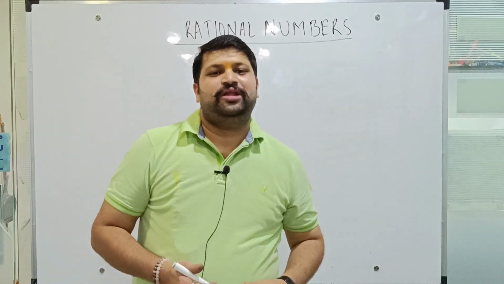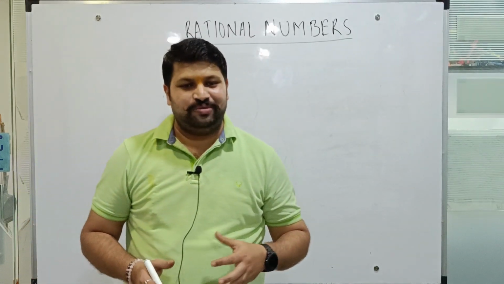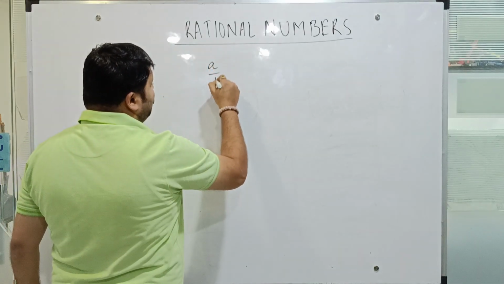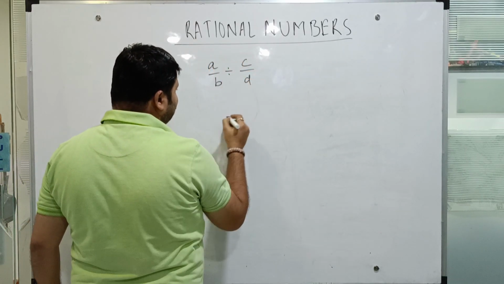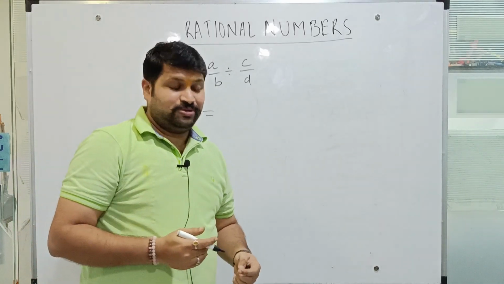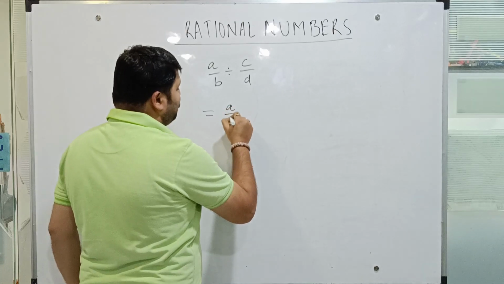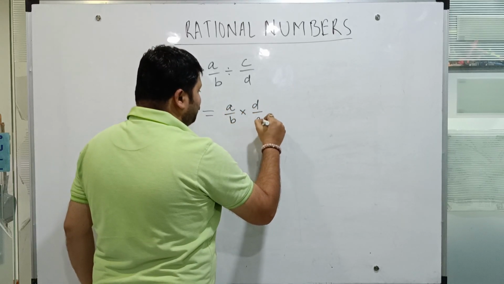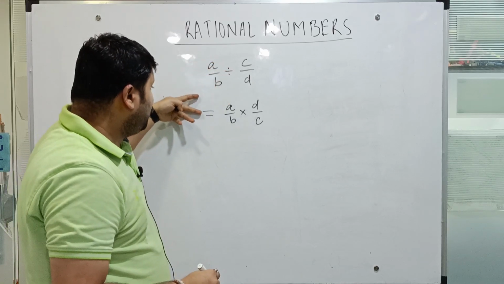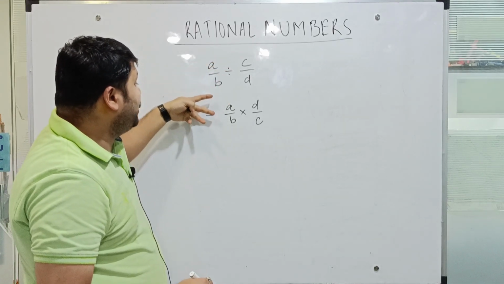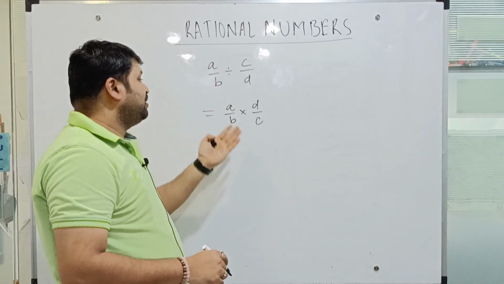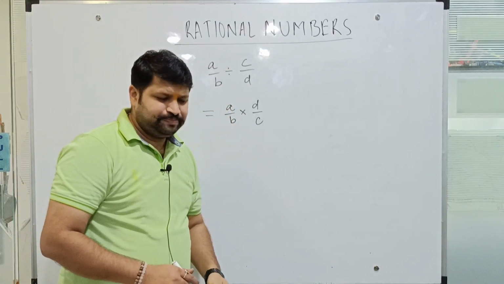Now let's go ahead towards division of rational numbers. So what happens when we divide two rational numbers? So if I have a upon b and I divide it by c upon d, then effectively I multiply it by the reciprocal. So it gives me a upon b multiplied by d upon c. So if I have to divide two rational numbers, all I have to do is multiply by the reciprocal, effectively dividing the numerator by c and the denominator by d.